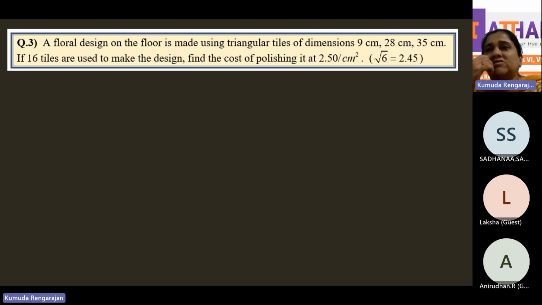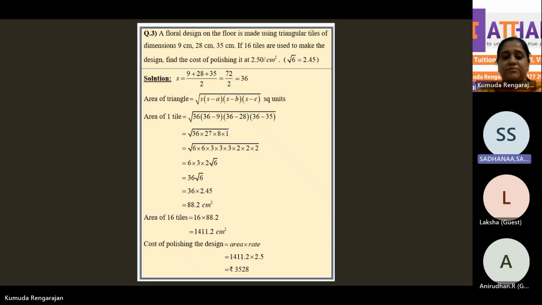What is it at the earliest step, before the decimal value? 36 root 6. Correct. Very good. Yeah, check your answer, all of you. First, we need to find the semi-perimeter and then the area.